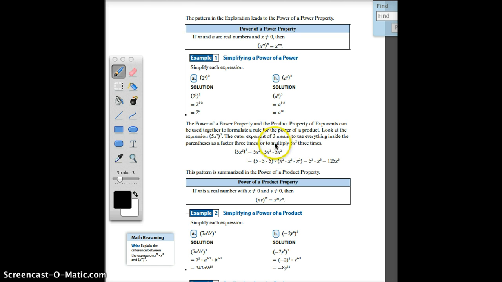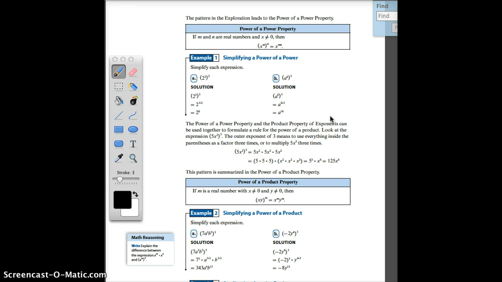Okay, so this can be used together. It says if you have a coefficient first, basically the third power, it applies to the 5 as well as the x squared. So you would have 5 to the third times x to the 6th, right? Because 2 times 3 is 6. So it's 5 to the third times x to the 6th. That's why they get 125 x to the 6th.